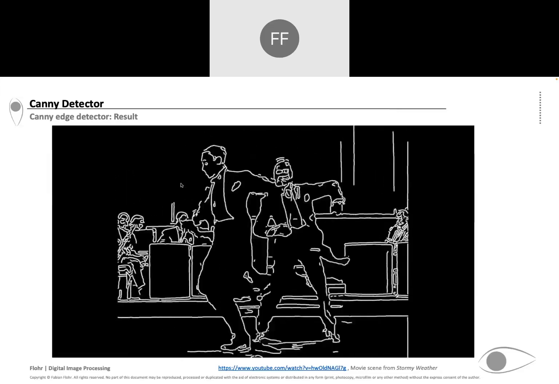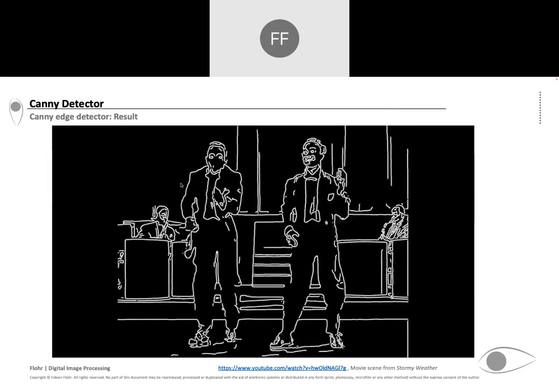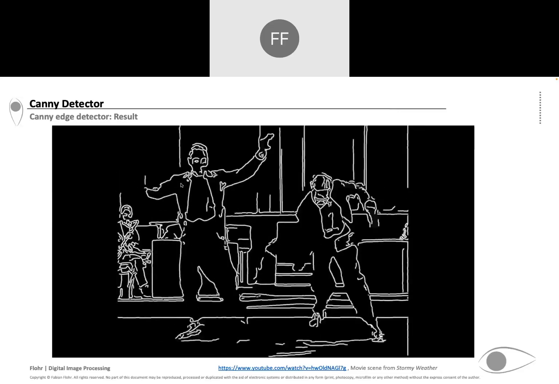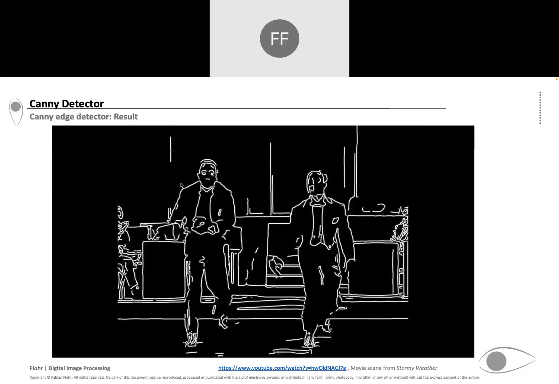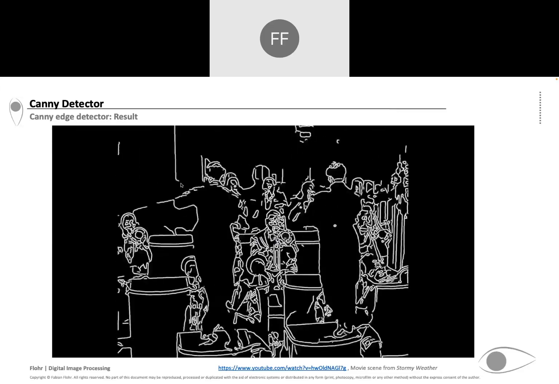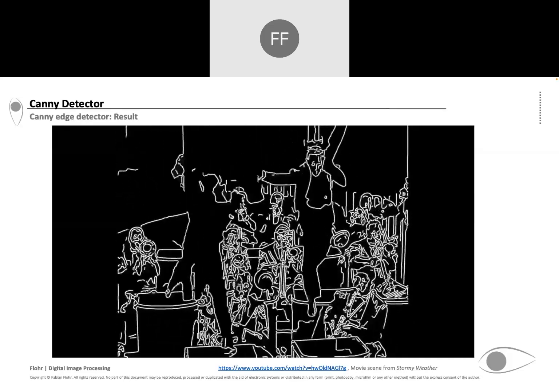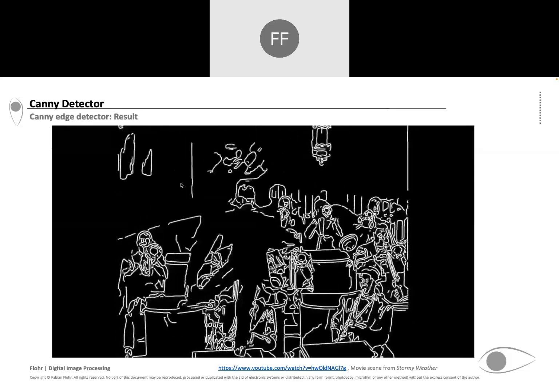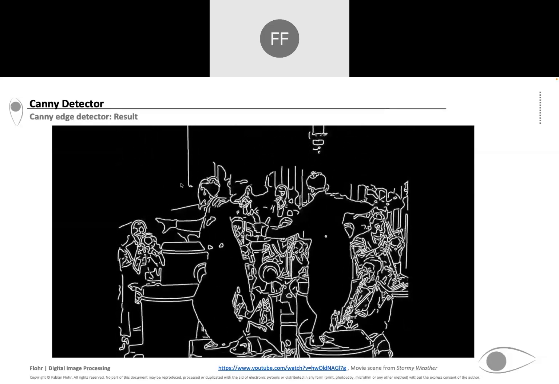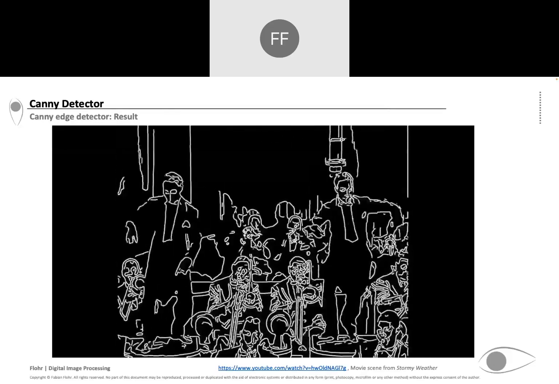So this is one result of that. It's a movie scene from Stormy Weather, and the Canny edge detection algorithm runs much faster than real time here, right? Normally in a movie you have 30 frames per second, and the Canny edge detection nowadays can be run at nearly 200 to 300 frames per second, even more. Especially when you implement it on GPU, it's really fast, and this can be calculated quite nicely.